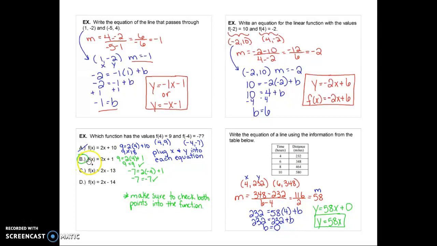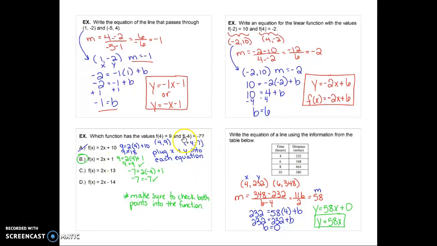Now letter choice B. Remember f of x is your y value, so I have 9 equals 2 times 4 plus 1. So I'm just plugging in my 9 and my 4 for my x value. 2 times 4 is 8 plus 1 is 9. Now, this first point does work. You cannot assume that that is your final answer.